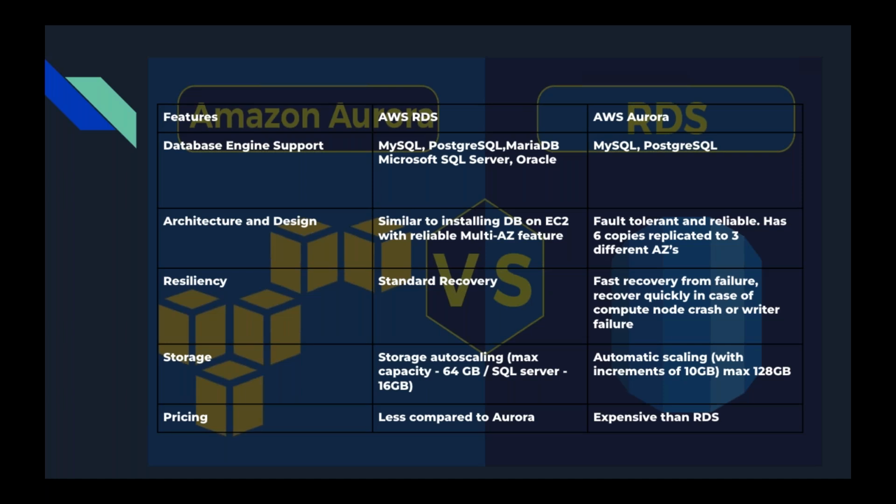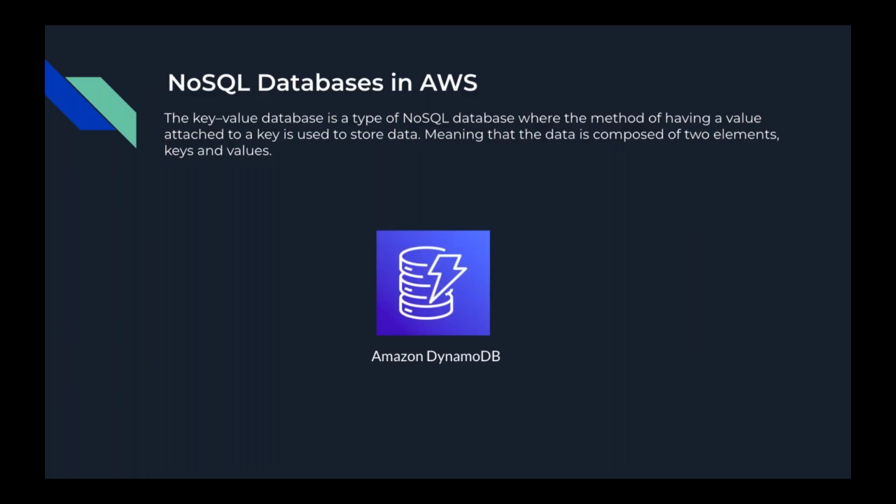Moving on, we'll be discussing the NoSQL databases that AWS offers us. The key-value database is a type of NoSQL database where the method of having a value attached to a key is used to store the data, meaning that the data is composed of 2 elements, one being the key and the other being the value. In this type of database, the very famous DynamoDB is offered by AWS. So let us dive into that service.